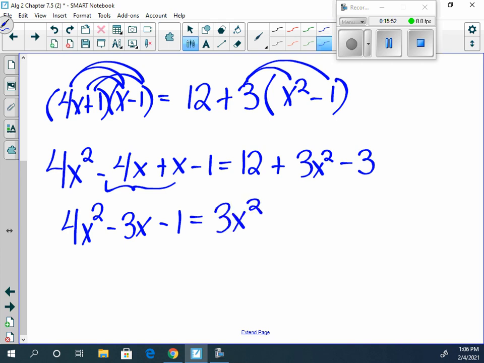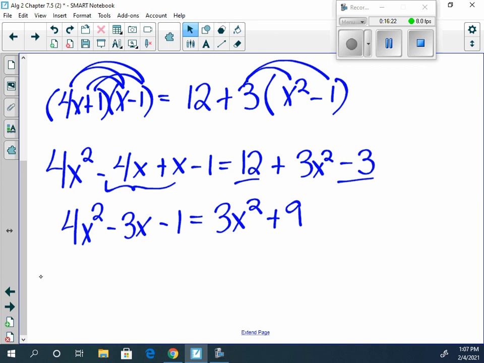Now on the right-hand side, the 3x squared is by itself, but the 12 and negative 3 are like terms. So we can combine those. So 12 minus 3 is going to give us plus 9. So any questions on how we got to this point here? We good up to this point? Okay. So most likely this is going to be a quadratic.